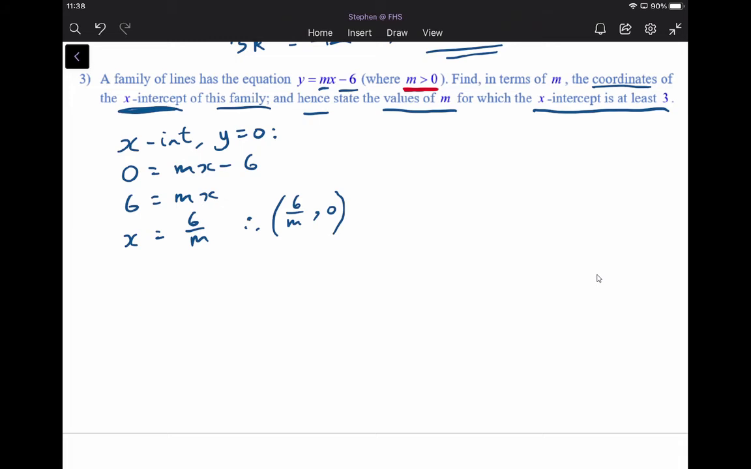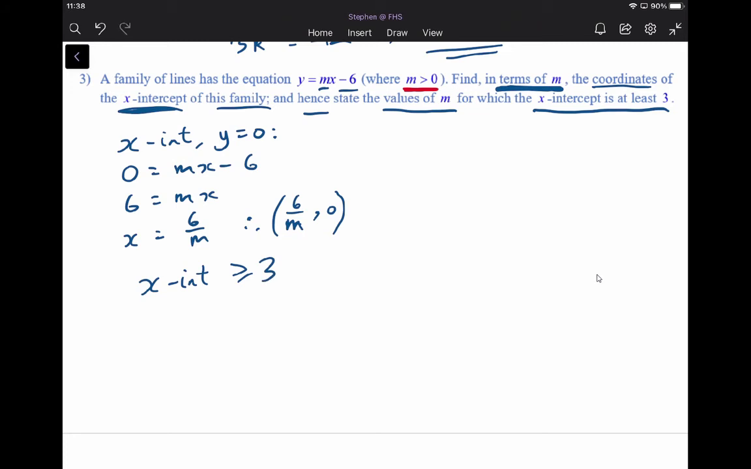The other part of the question did say in terms of m, and certainly we have got our coordinates in terms of m, because you see an m right there at the bottom of the fraction. Perfect. So that is our x-intercept. Now, the second part of the question: state the values of m for which the x-intercept is at least 3. So we want the x-intercept to be at least, not 0, at least 3.